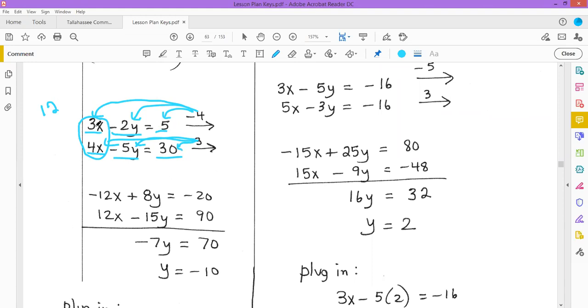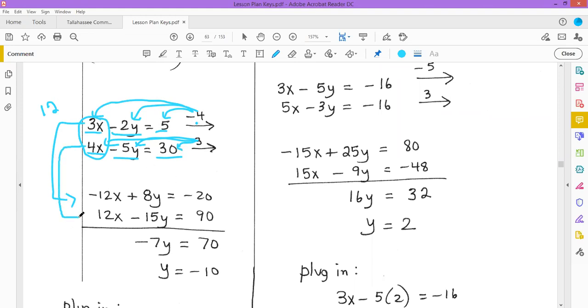So this first equation is rewritten as negative 4 times 3x, that's negative 12x, and negative 4 times negative 2y, that's positive 8y, equals 5 times negative 4, this is negative 20.